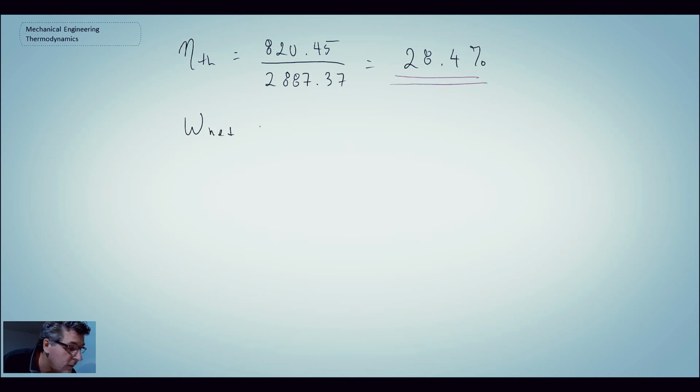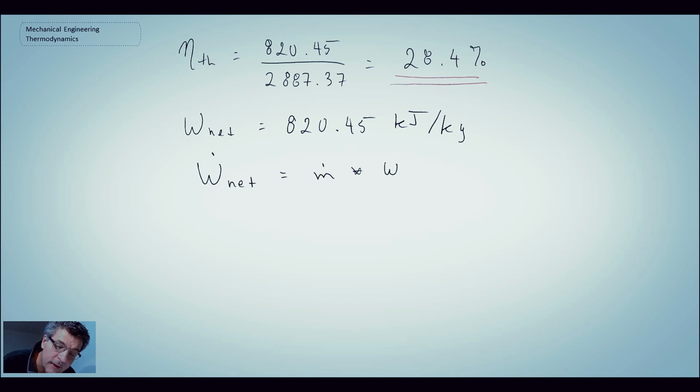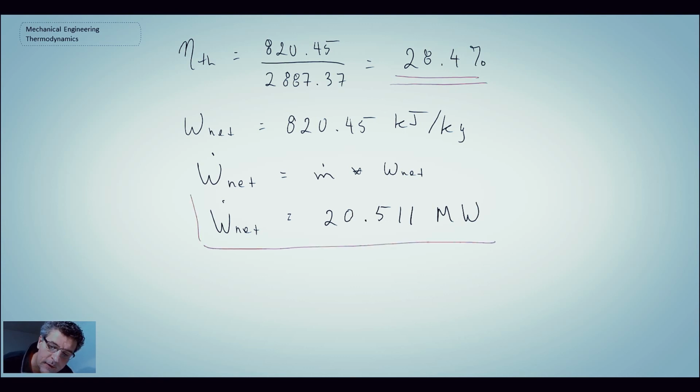So from before, we wrote work net was 820.45 kilojoules per kilogram. The net work output is just going to be the mass flow rate multiplied by the work per unit mass that we just calculated. And what we get is that this plant has a power output of 20.511 megawatts. So that concludes this example problem.